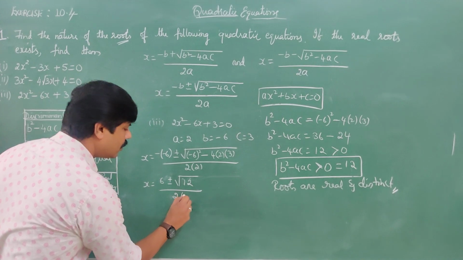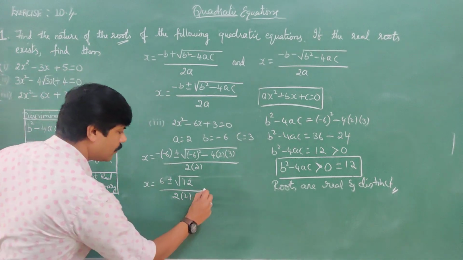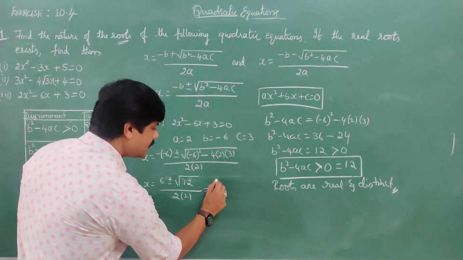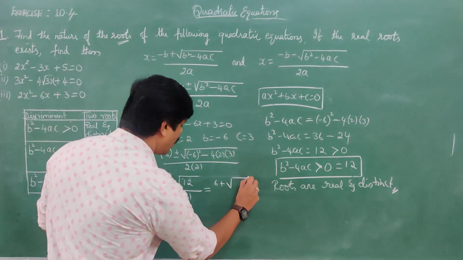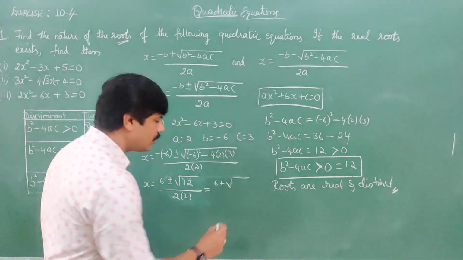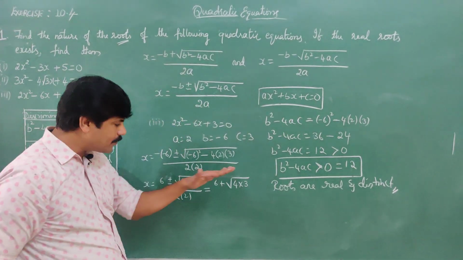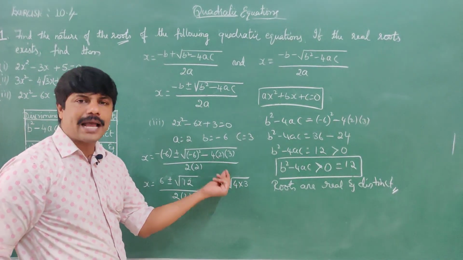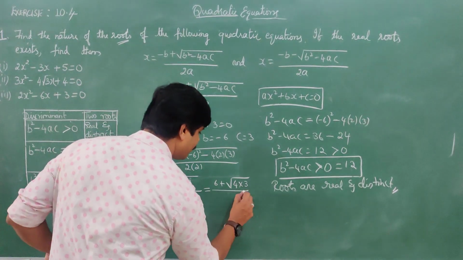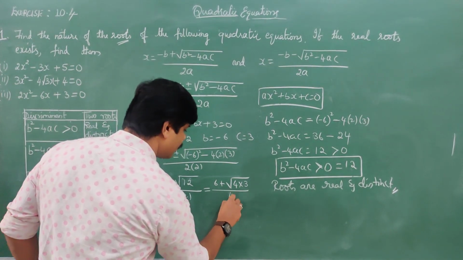2 into 2, keep as it is. Now x is equals to 6 plus, what do you mean by 12? 12 can be split into 4 into 3. 4 times 3 is 12. Why did I write this? Because 4 is a square number, we can remove that. 2 times 4.